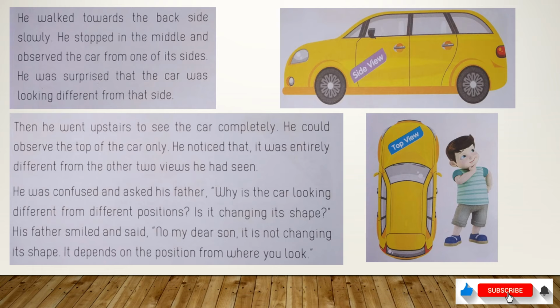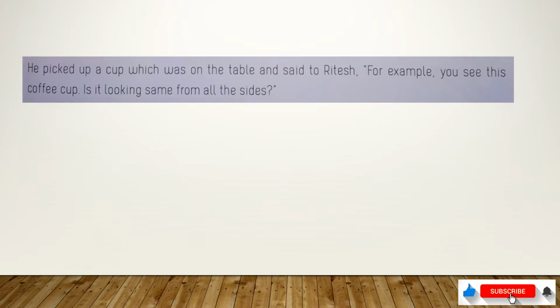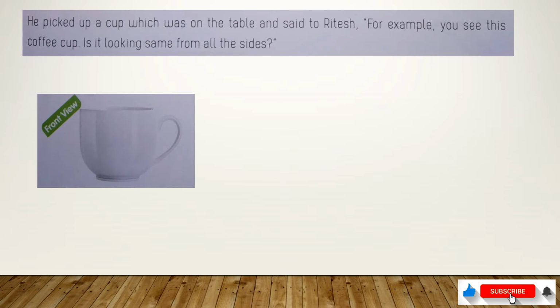And his father smiled and said, "No, my dear son, it is not changing its shape. It depends on the position from where you look." Then his father gave him one cup and asked him to see that cup from different positions. So he looked at the cup from the front, it was looking something like this. He observed the handle from the side, and from top and bottom, it was looking something like this.